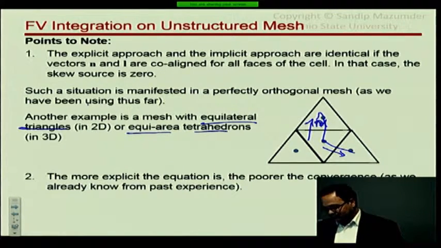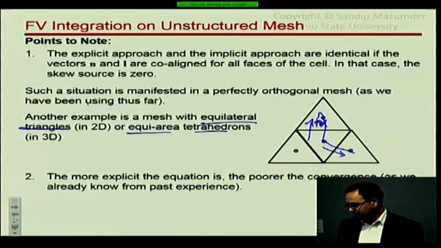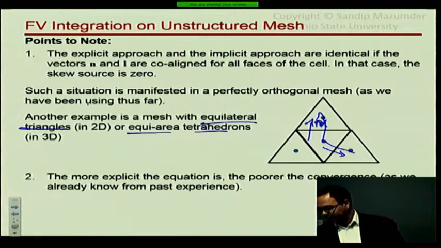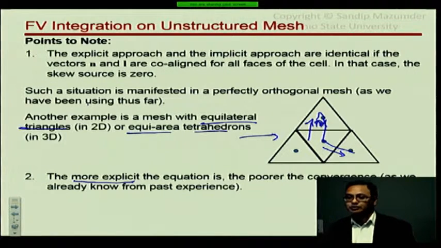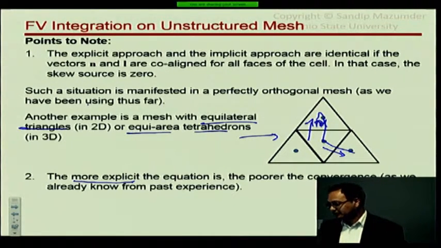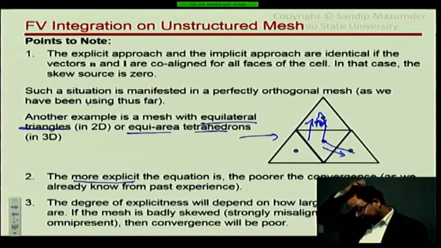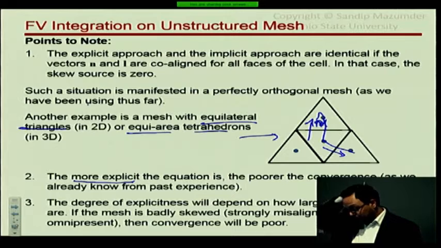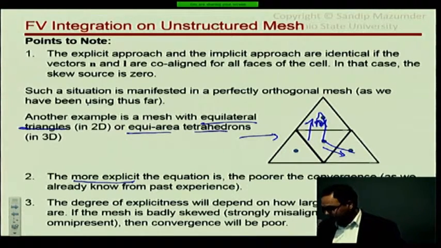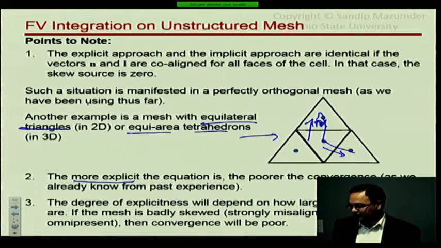This is something we've talked about. The more explicit the equation, and this goes hand in hand with how far away from equilateral triangles you are, you get poor convergence. Degree of explicitness will depend on how large the skew source terms are. If the mesh is badly skewed, convergence will be poor. We know that already.